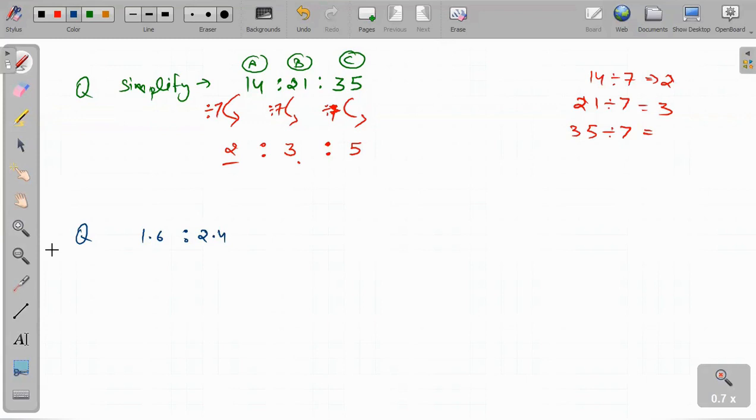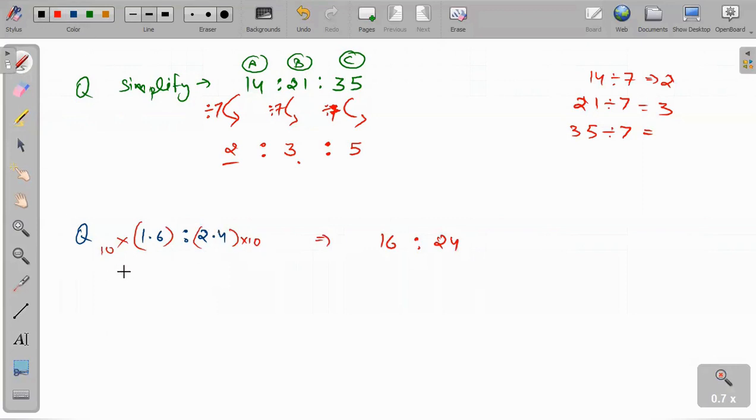Maybe simplify by 0.8? Okay, how are you going to do that? First, try to remove the decimals. How can you remove the decimals? Times it by 10, and times the other by 10 as well. What will you get? 16 is to 24. Now it becomes a normal question for us.